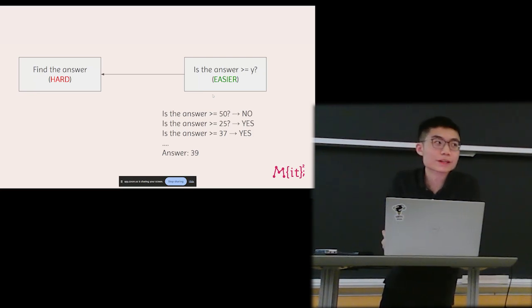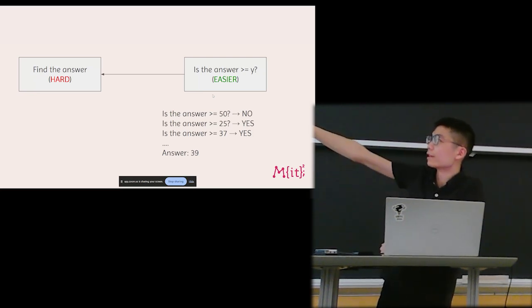So if you've ever played a guessing game, where you want to guess what a number is, you go, oh, is the number at least 50? And then the other person goes, no. And then it's, is it at least 25? Yes. Is it at least 37? Yes. And then you keep asking those questions, and then you get to your answer.